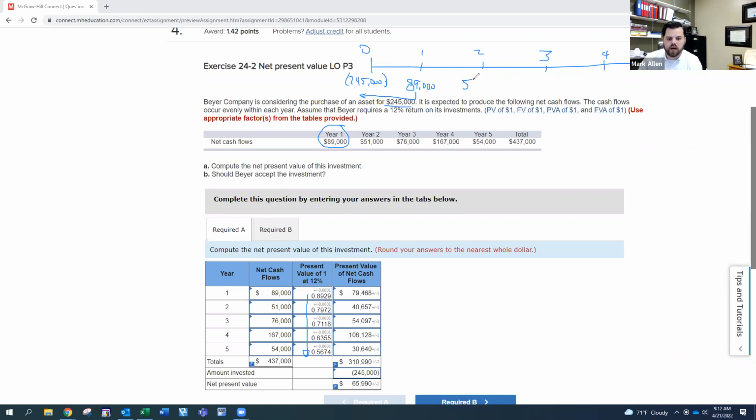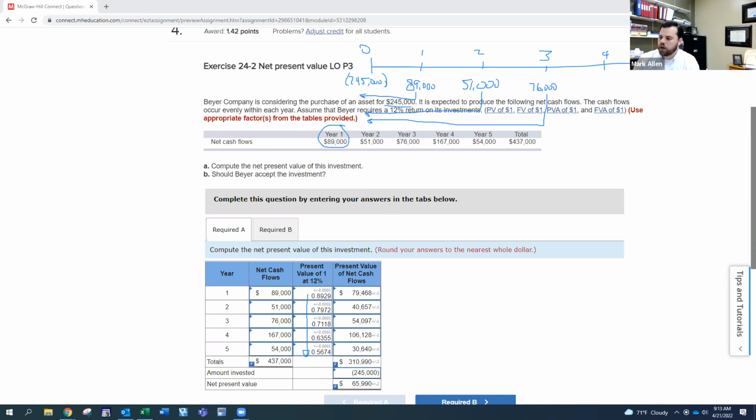The 51,000 that we get in year 2, well, that will need to come back 2 periods. The 76,000 that we get in year 3, this will need to be discounted by 3 periods. And so you can see this happening, and I really like the timeline because it makes it very visual for you, where you can see, okay, this is why it's having to travel much further. It's having to go back a much further distance, and so it does matter.